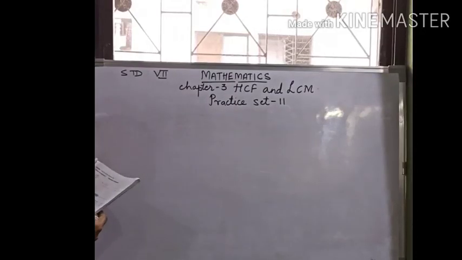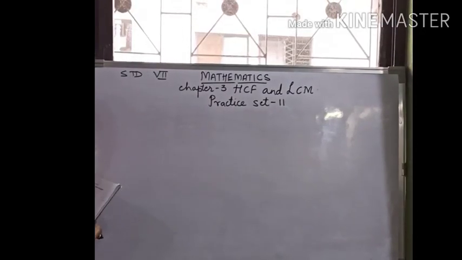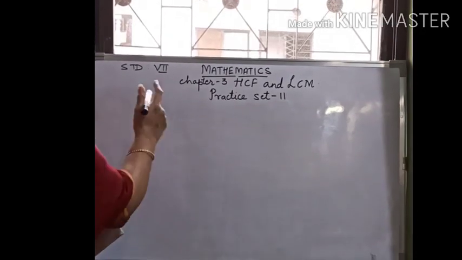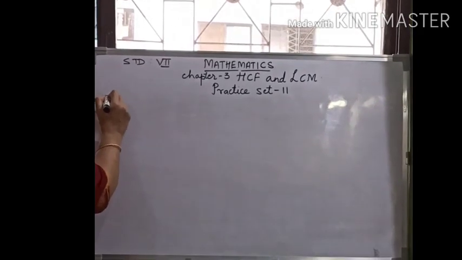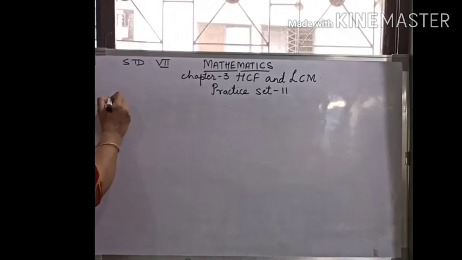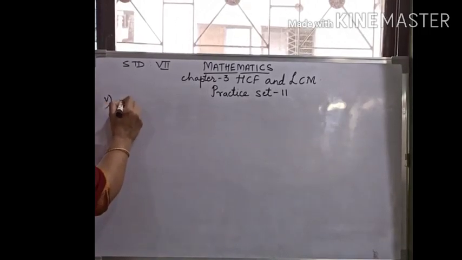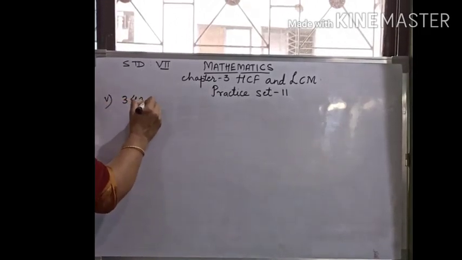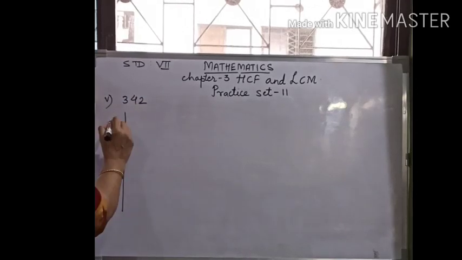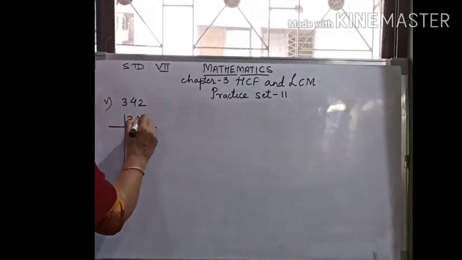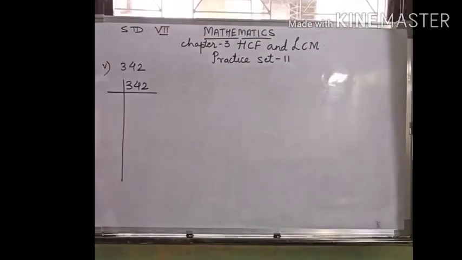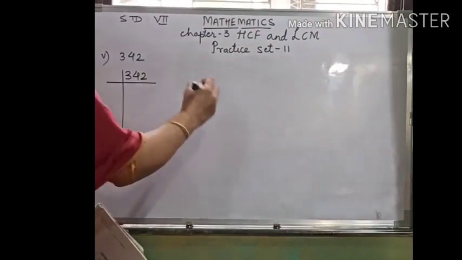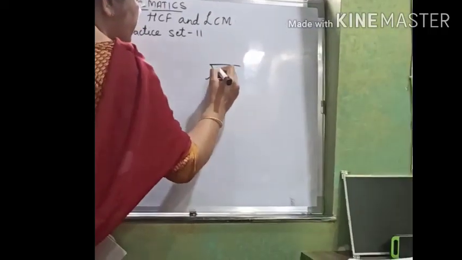Now one more sum we will solve. We will take a difficult one. We will take the number 342. We will find out the factors of 342. Now orally you are not able to find out divisors. So you can do this in the rough work.